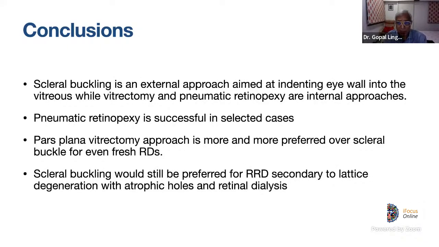Scleral buckling is an external approach aimed at indenting the eye wall inwards against the vitreous gel, while vitrectomy aims at removing the vitreous gel, and pneumatic retinopexy is also an internal approach, although it is not removing the vitreous gel. Pneumatic retinopexy is successful in selected cases, and hence, if case selection is bad, the failure rate will be high. The pars plana vitrectomy approach is more and more preferred now over scleral buckling, even for fresh detachments of retina, especially in pseudophakic eyes or large retinal breaks.